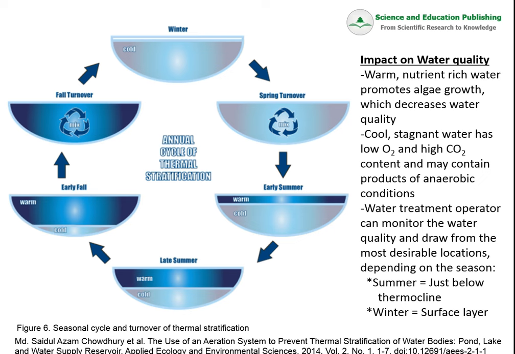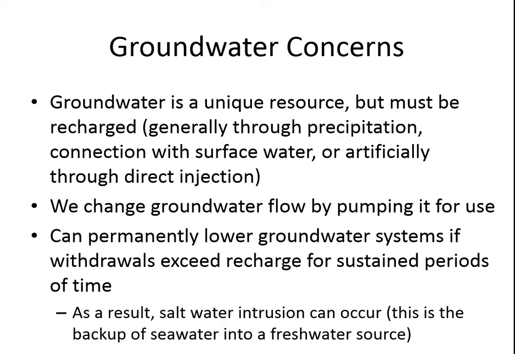Okay, so we talked about groundwater being the water that we find below the surface of the earth. We do see some unique concerns associated with groundwater because it is a unique resource. It is useful to us, and we do see that we have access to groundwater by creating artificial wells or pumps. But the thing about groundwater is that it has to be recharged, meaning that water has to be added back. Generally, this is going to occur through precipitation or connection with some surface water, a lake or a stream, something like that. We can also recharge groundwater supplies artificially through direct injections. But the important point is that it does have to be recharged.